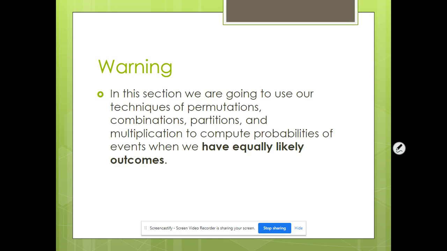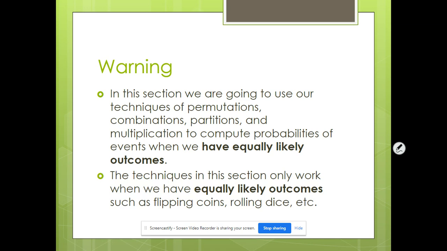Like I said, everything is equally likely outcomes. We'll talk about permutations, combinations, some partitions, some straight up multiplication, but the outcomes stay equally likely each time. Like flipping a coin, rolling dice, those kinds of things.